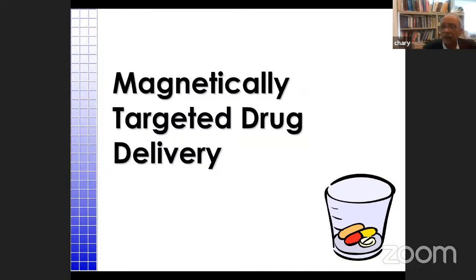The other thing is magnetically targeted drug delivery. This is a very important area that is coming up. The reason for that is, as you all know, old people and small kids have trouble taking their medication on time.